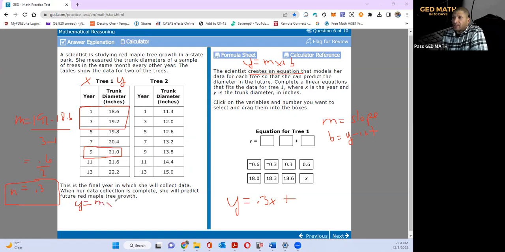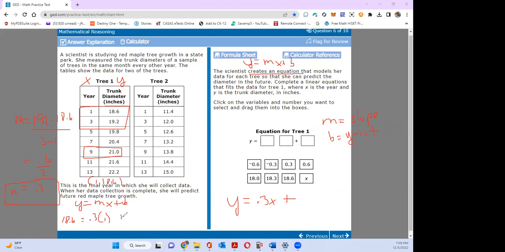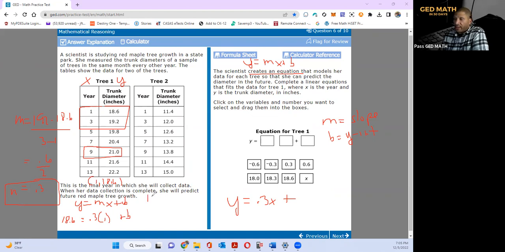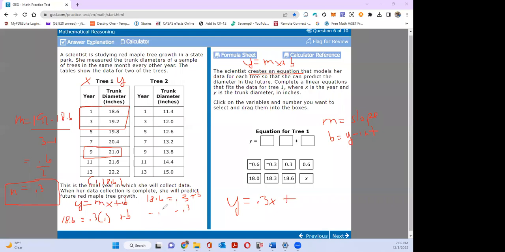Y equals mx plus b. So I'm going to use 1 and 18.6 first. My y is 18.6. My m, my slope, is 0.3. My x is 1 plus b. So 18.6 equals 0.3 plus b. In order to get b by itself, I need to get rid of 0.3. The opposite of plus 0.3 is minus 0.3. Whatever I do on one side, I do on the other. Minus 0.3.